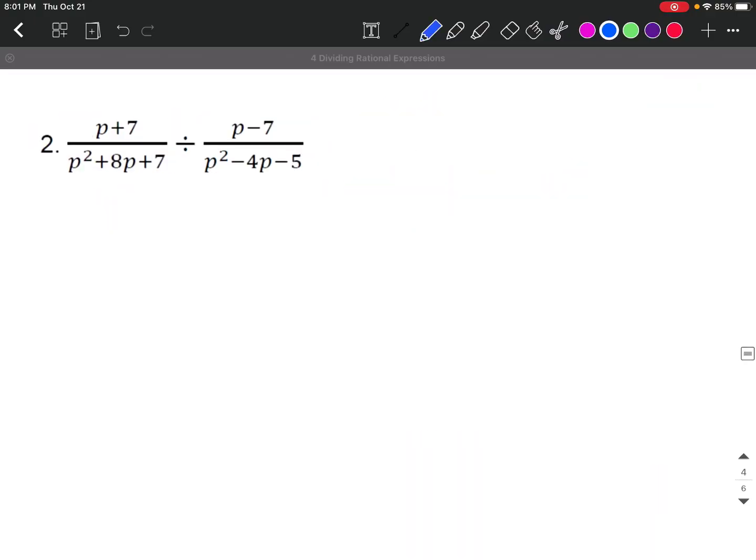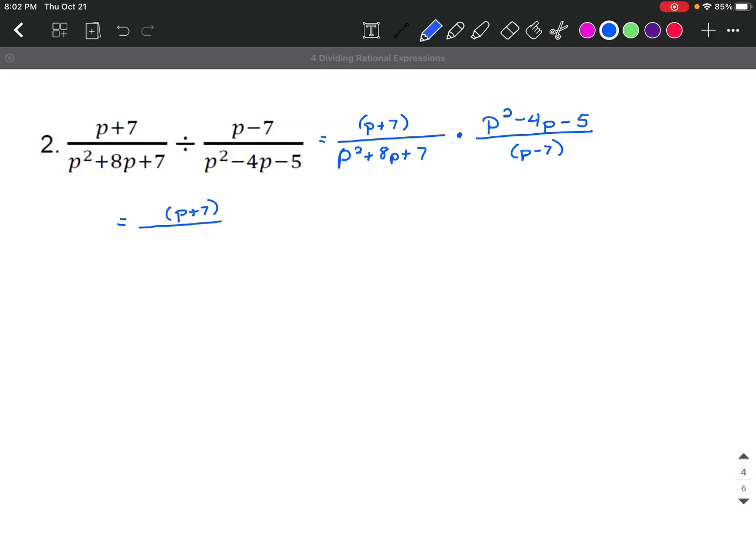Okay, let's look at this problem. So the first step, we keep the first fraction, change division to multiplication, and flip the second fraction. P squared minus 4p minus 5 all over p minus 7. Now we're going to factor. We're going to keep the p plus 7, and in the bottom, it's a trinomial with no greatest common factor.